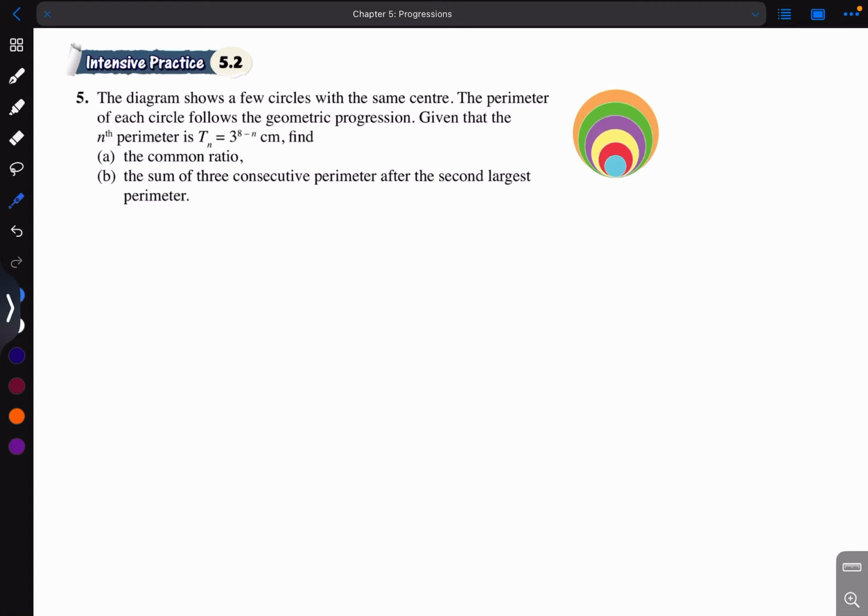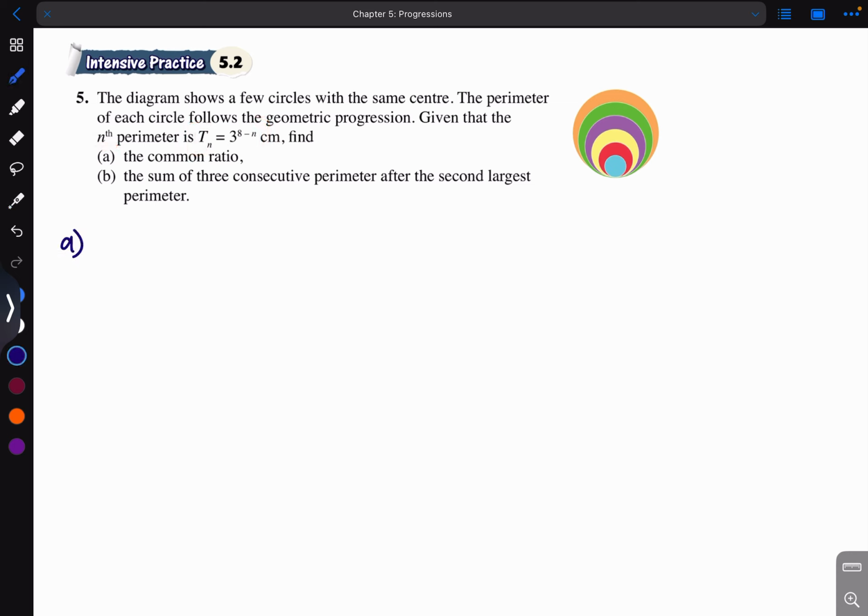Intensive Practice 5.2, Question 5. The diagram shows a few circles with the same center. The perimeter of each circle follows a geometric progression. Given that the nth perimeter follows this formula, find the common ratio.